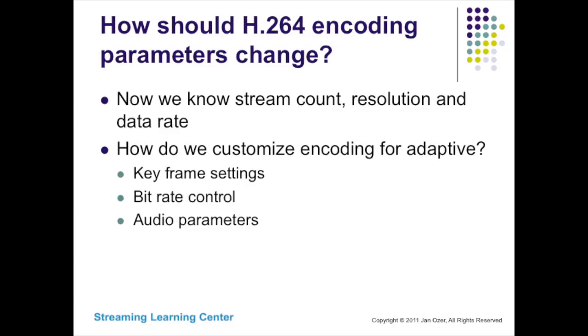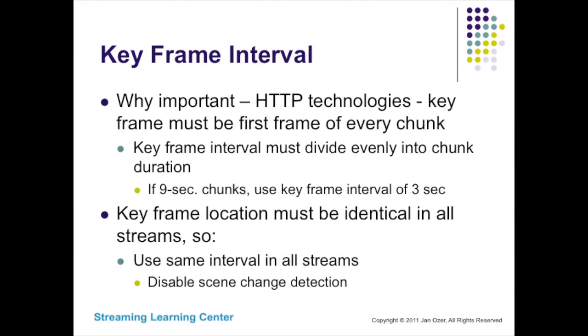So now we know the stream count, resolution, and data rate. How do we customize for adaptive? Again, keyframe interval is key. And there's two concepts here. One's the concept of the keyframe. One is the concept of the chunk size. The keyframe interval should divide evenly into the chunk size. Why? Because you want the first frame in every chunk to be a keyframe.